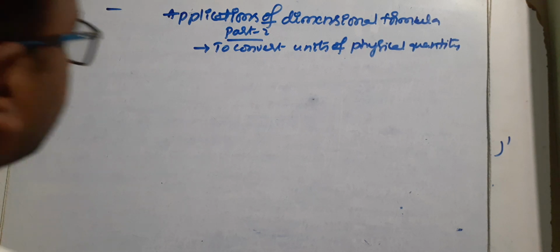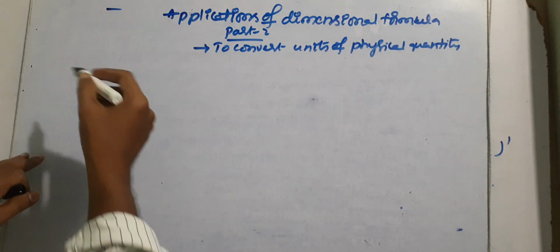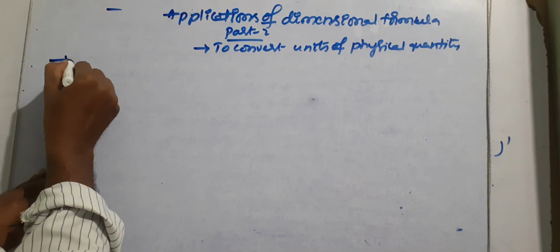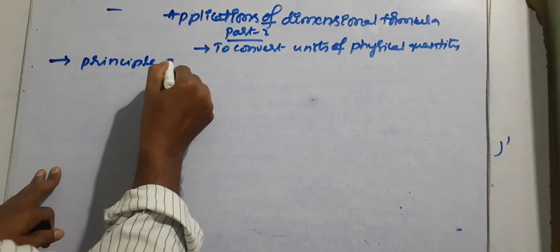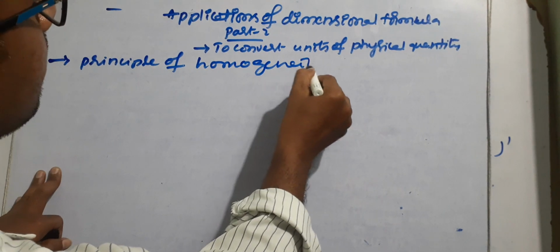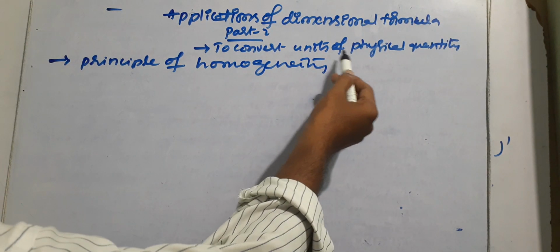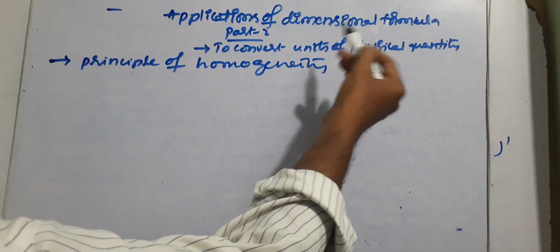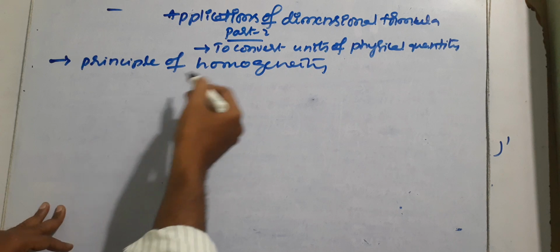So how can we convert the unit of a given physical quantity from CGS system into SI system, or SI system into CGS system? For this, we follow the principle of homogeneity. From the principle of homogeneity, we can convert the unit of a given physical quantity from one system into another system. The principle of homogeneity can be applied here.